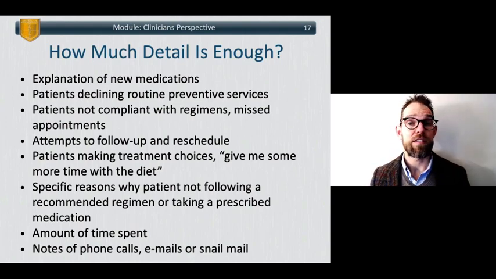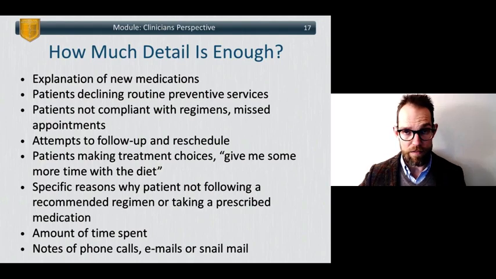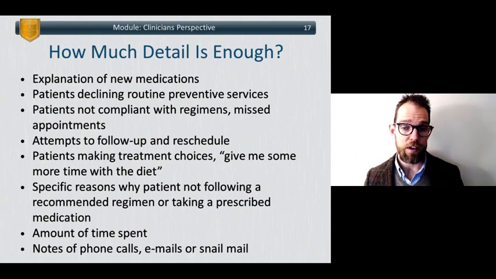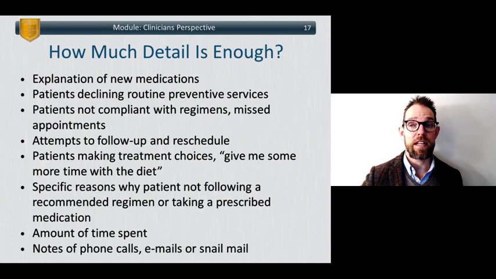Patients declining routine preventive services. So was there multisystem organ dysfunction and inadequate preoperative care? Patients that are not compliant with medical regimens or missed appointments, had a hemoglobin A1C of 15 preoperatively, whatever that may be. So were there attempts to follow up and reschedule? Patients that make treatment choices on their own or alter your recommendations on their own. You need to be able to document the specific reasons why a patient did not follow that recommended regimen or take a prescribed medication or was non-compliant. Try to document how much time you spent educating the patient, and of course, ideally, in an inpatient or clinic type appointment, what are the notes related to the phone calls, family members that were contacted, emails, letters, etc.